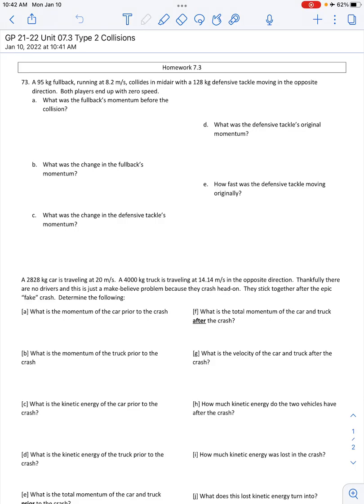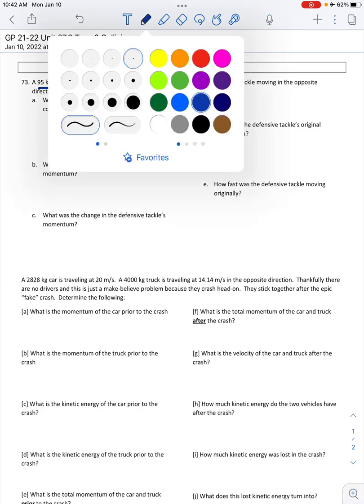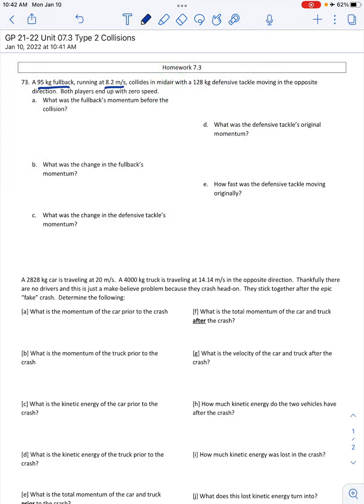So first problem, we've got a 95 kilogram fullback running at 8.2 meters per second. He collides with a 128 kilogram defensive tackle moving in the opposite direction. Both players end up with 0 speed. So we want the fullback's momentum.